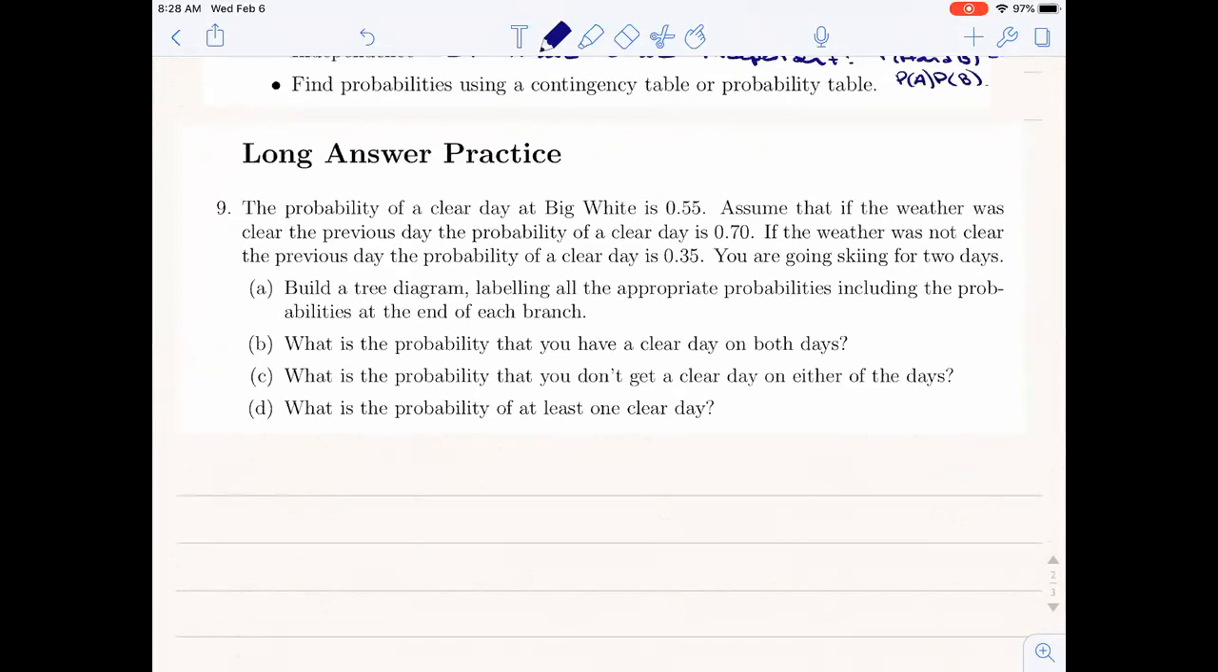So let's say the probability of a clear day at Big White is 0.55, right? So 55% chance. And oh, which one? The handouts? All the handouts. How about, did you get the full chapter 3? Or do you have the start of those ones? Here. Assignment 3, practice stuff.